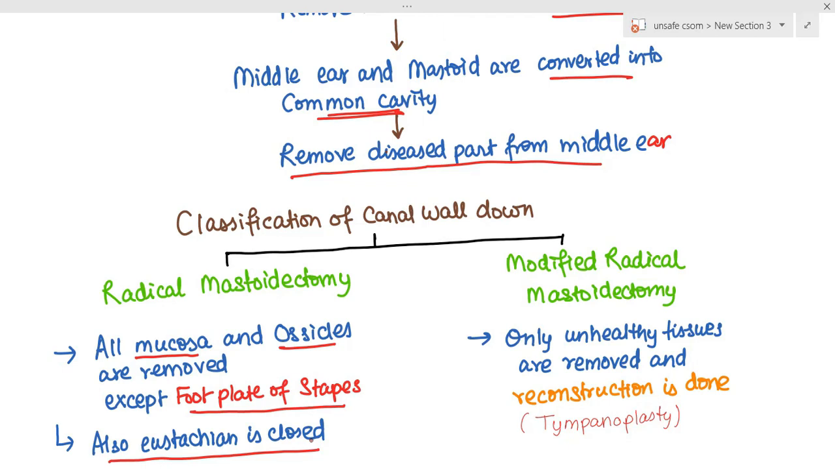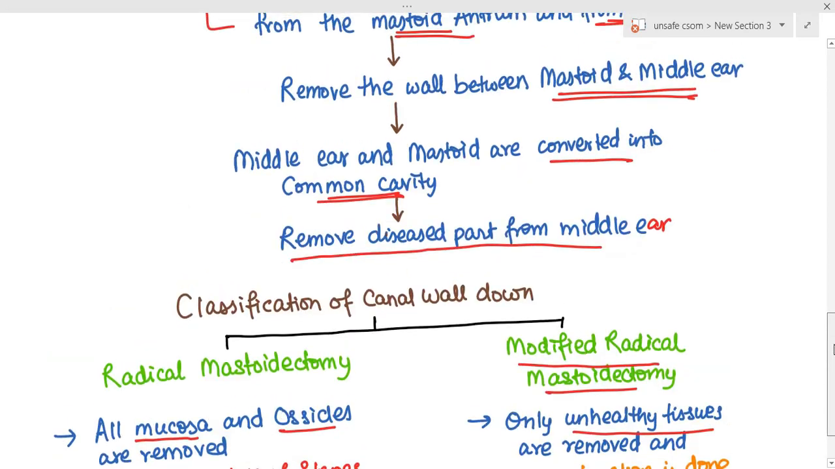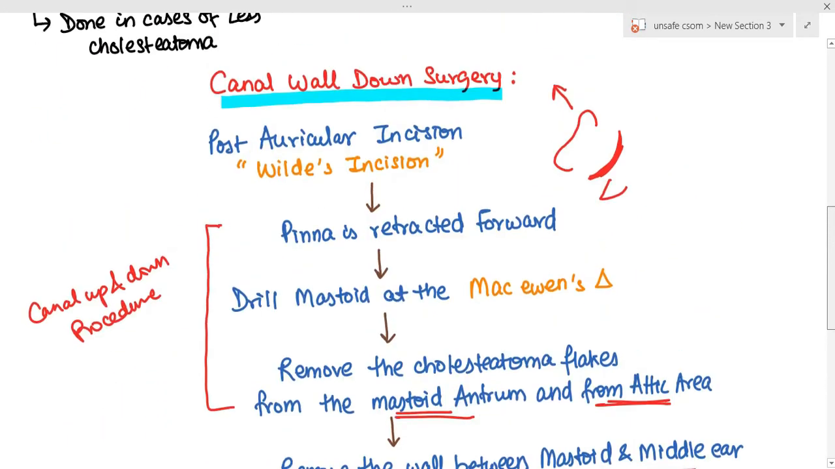So we have a new modality known as the modified radical mastoidectomy. Here only the unhealthy tissues are removed and reconstruction is done. We can reconstruct with tympanoplasty. The ossicular chains are reconstructed, the perforation is reconstructed. If there is any hearing that can be salvaged, we salvage the hearing. So it is a better modality these days, and we usually prefer modified radical mastoidectomy now. That pretty much sums up what we need to know about unsafe CSOM. Thank you.